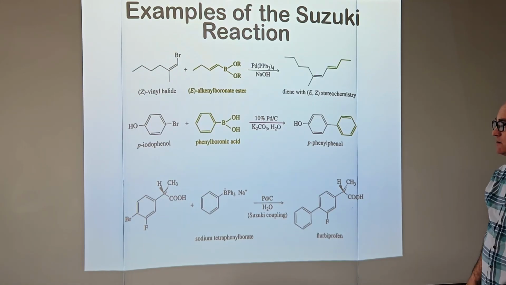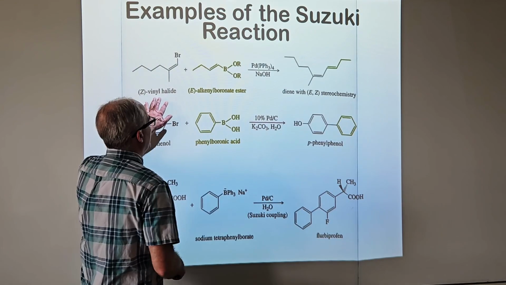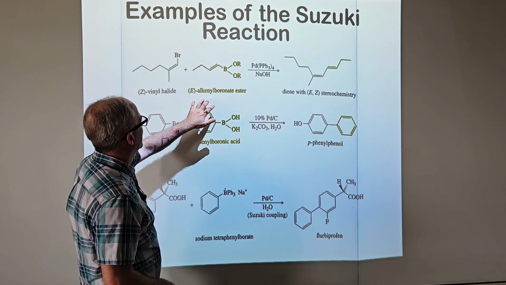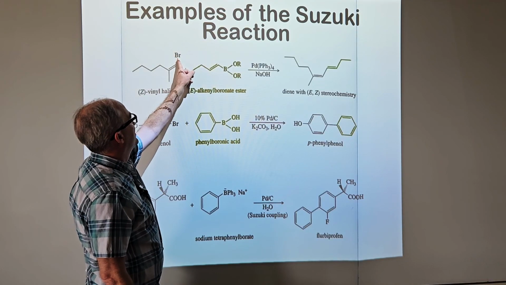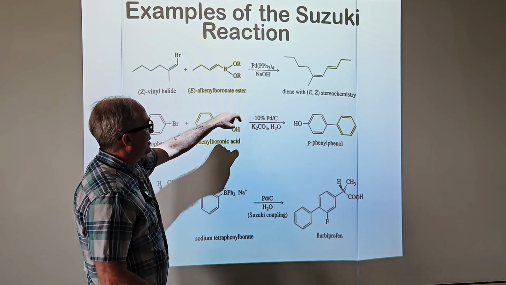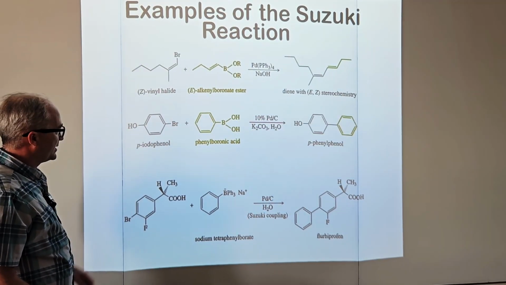Now we get a look at the Suzuki coupling. So the question is, here's our vinyl halide, here's our boronate ester. So we want to think of taking this and cleaving it, and that and cleaving it, and sticking them together. And we get both the E and the Z isomers.